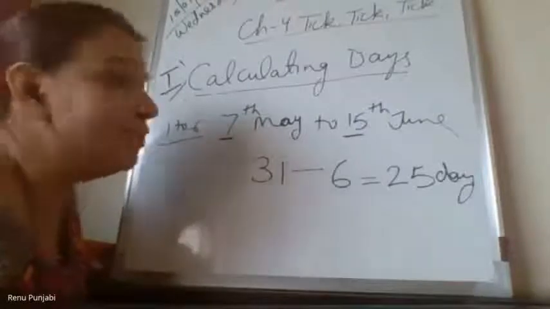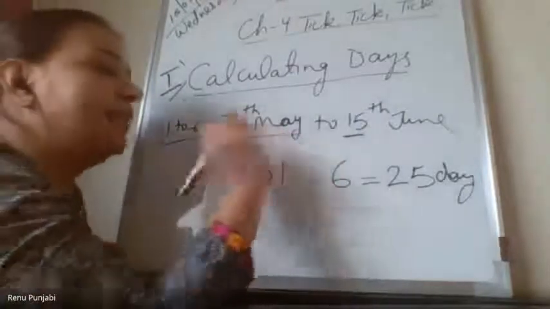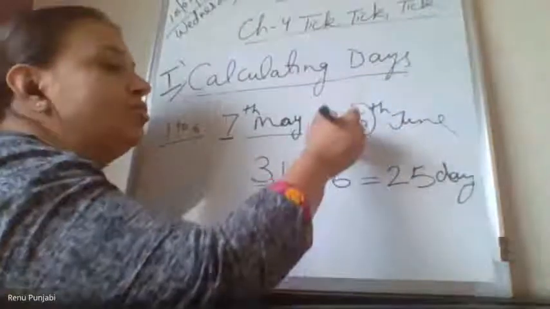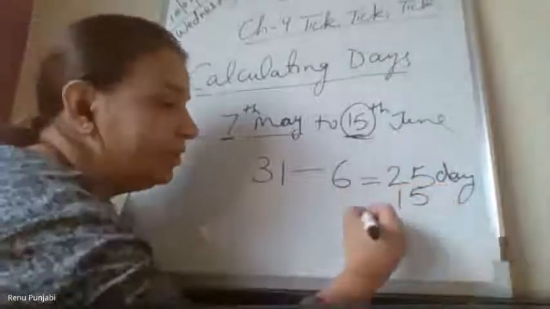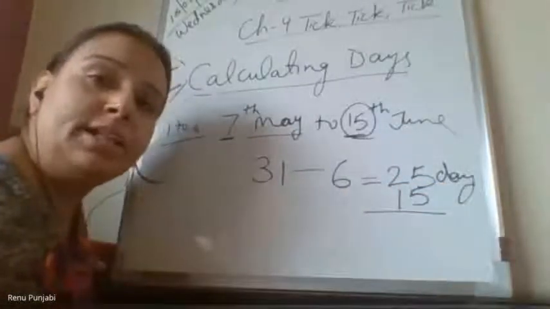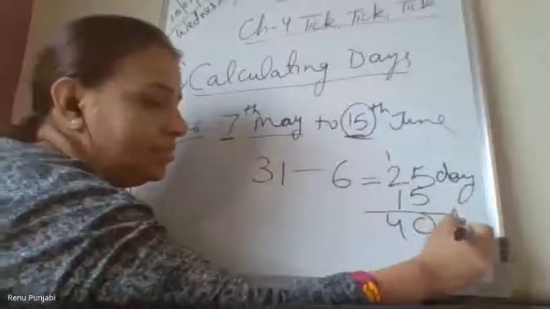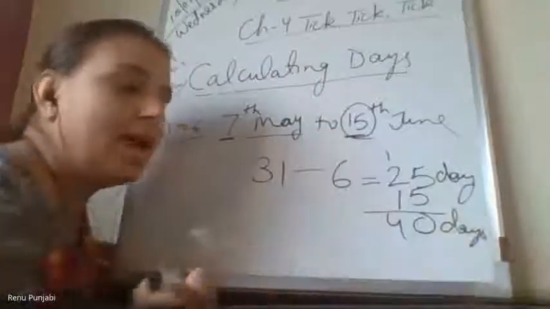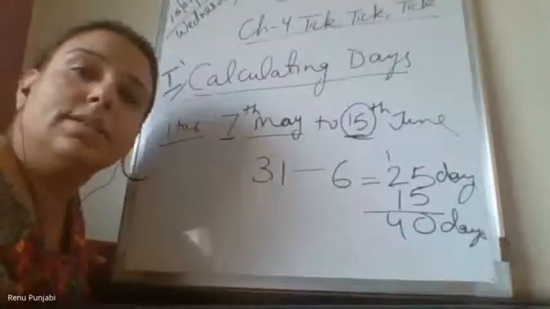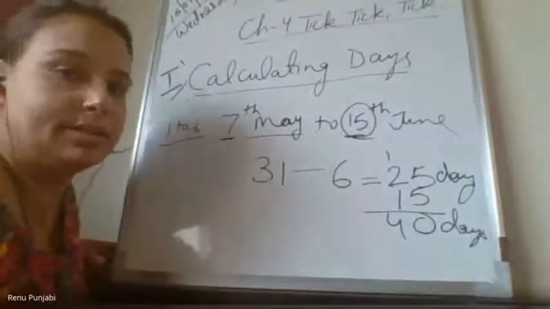And now you know that from 1st June to 15th June, there are 15 days. Because May ended now, we need to count the June month days. We have to add 15. Very good. Now how many days total? 25 plus 15 is 40 days. So his summer camp was 40 days. Very good children. Smart children.